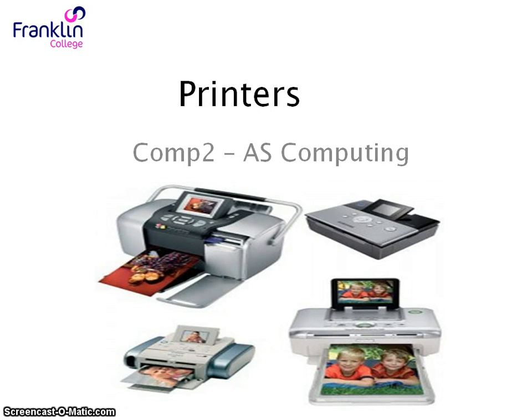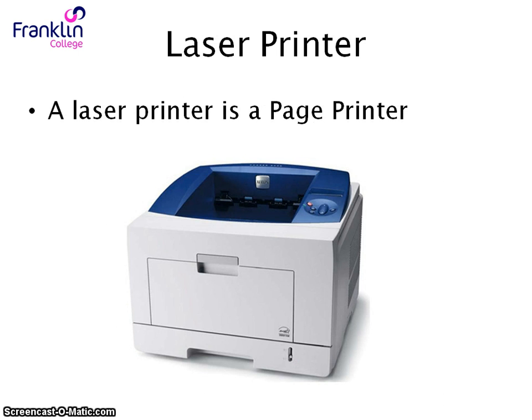Okay, in this video we're going to look at a series of different printers. There are three types of printers that need to be covered on the AS computing course, and these are categorized as two types: non-impact printers and impact printers. Two non-impact printers are laser printers and inkjet printers, whereas an impact printer is often known as a dot matrix. We're going to start by looking at a laser printer.